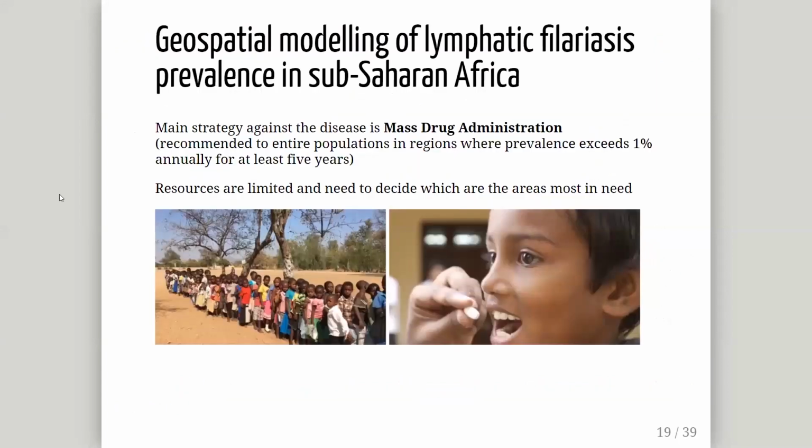The main strategy against lymphatic filariasis is mass drug administration, which is recommended to populations in regions where prevalence exceeds 1% annually for at least 5 years. Ideally, we would give the drugs to everybody that needs them, but in reality, resources are limited, and we need to decide which are the areas most in need.